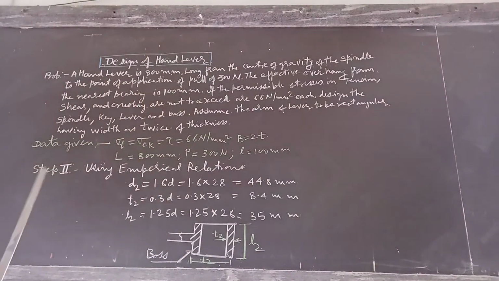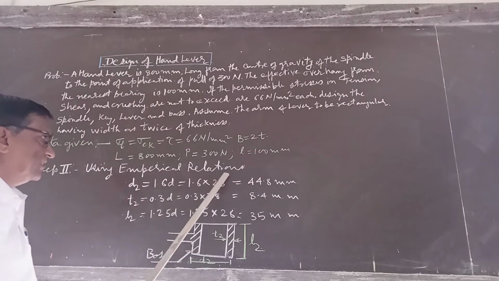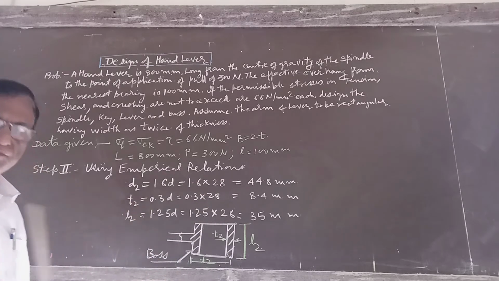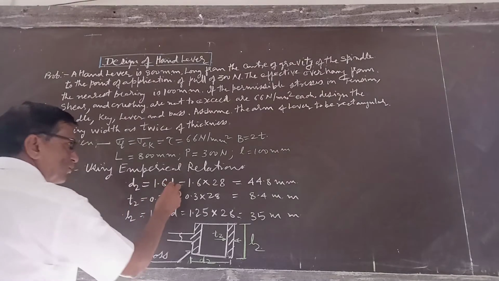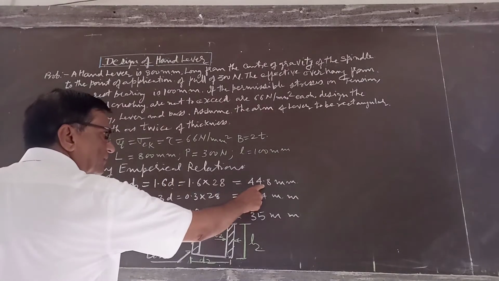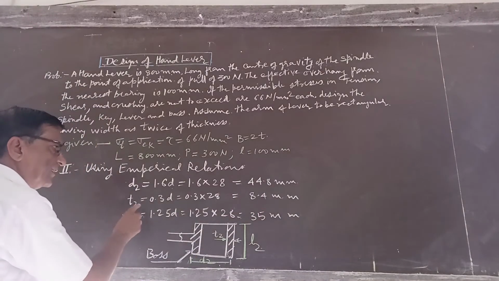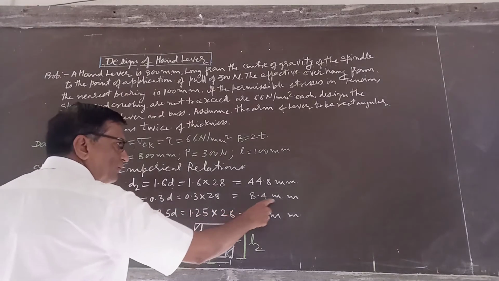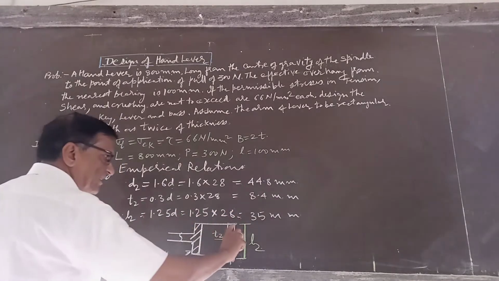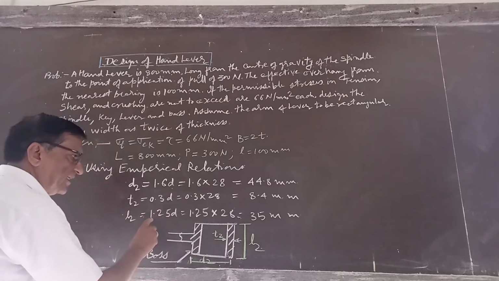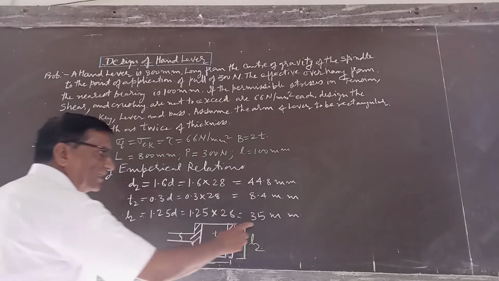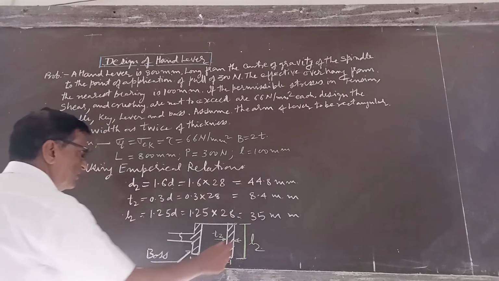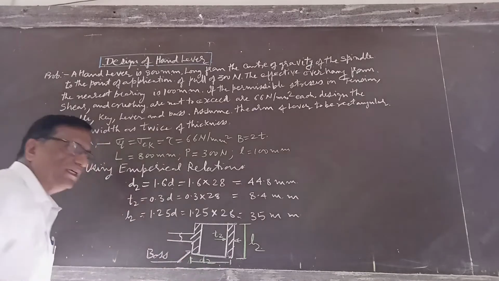Now step 2. Using empirical relations, we will find out the dimensions of boss. D2 is equal to 1.6 into D, that comes out to be 44.8 millimeter. T2 is taken as 0.3 into D, that comes out to be 8.4 millimeter. And L2 is the length of the boss, taken as 1.25 into D, that comes out to be 35 millimeter. T2 is the thickness of the boss and D2 is the outer diameter of the boss.